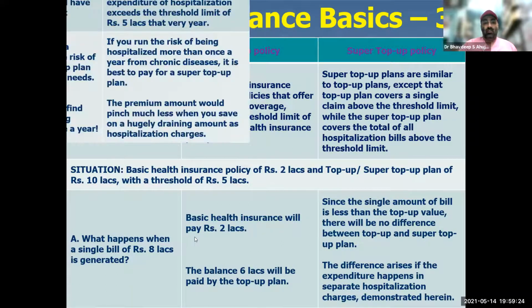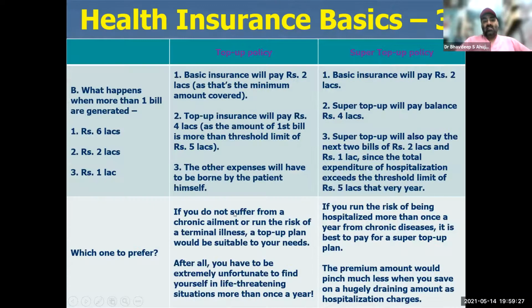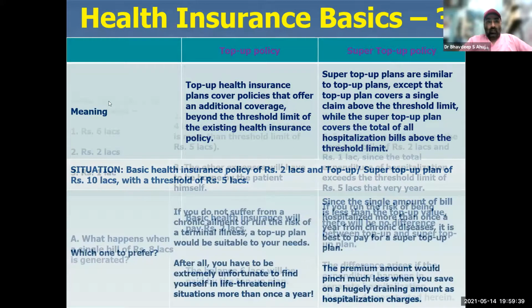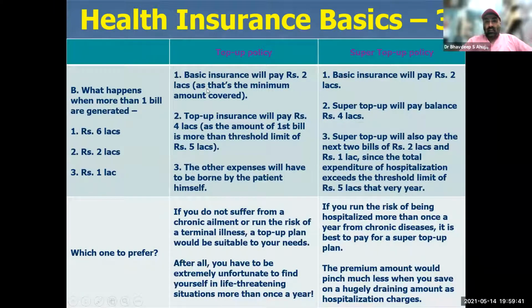Now let me give you a separate situation. If there are 3 bills generated at different times: the first bill is 6 lakhs, the second bill is 2 lakhs, the third bill is 1 lakh. What we had was 2 plus 10 with a threshold of 5. Remember this. Now, the first bill is 6 lakhs. The basic will pay rupees 2 lakhs, and that is the minimum amount covered. In the super top up also, it will be covered. Then the top up will cover the additional 4 lakhs out of those 6, as the total bill is more than 5. The threshold limit has been kept at 5 and the total bill is 6.